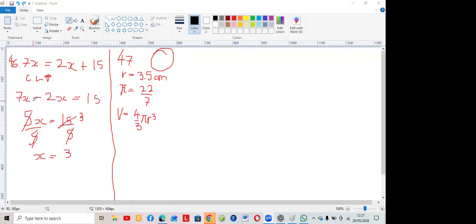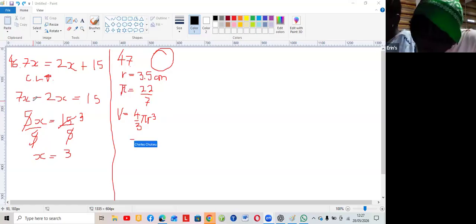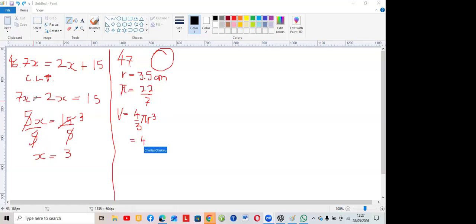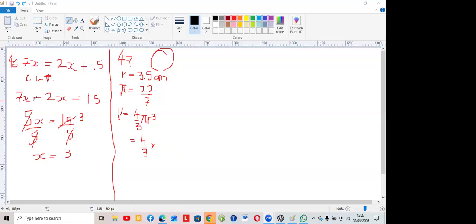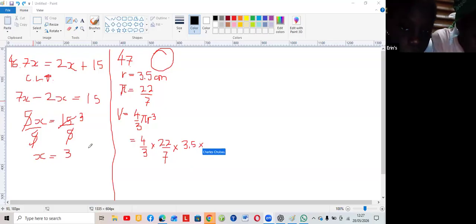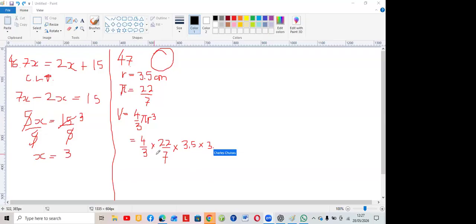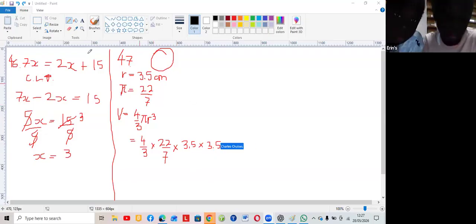Okay. All right. So let's do this. That's going to be 4/3 times pi. I think they said pi should be 22/7, right? Yes, sir. Okay. So 22/7. Now, you have to be careful with that 3.5 that they said, it should be in 3 places. So that's 3.5 times 3.5 times 3.5.